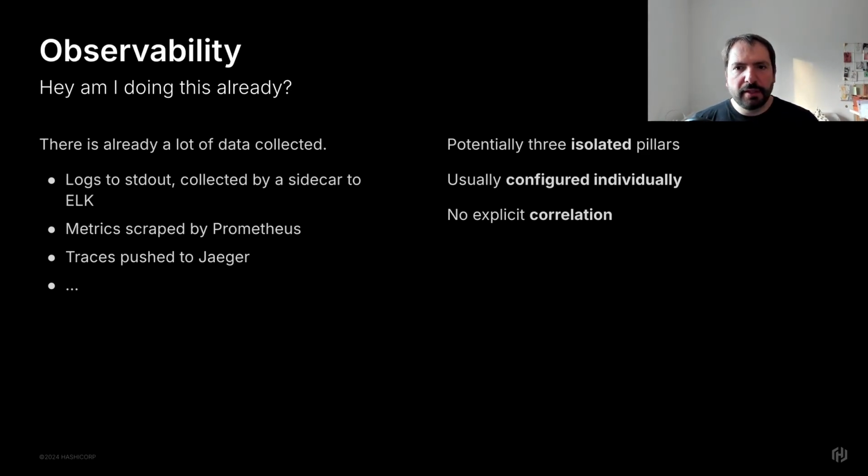But usually, or a lot of times, those are three isolated pillars, where how you collect your data, you have to configure individually. And between the data you collect in the one backend and the other backend, there's no explicit correlation. So it requires a lot of context switching when you start analyzing the state of your application.